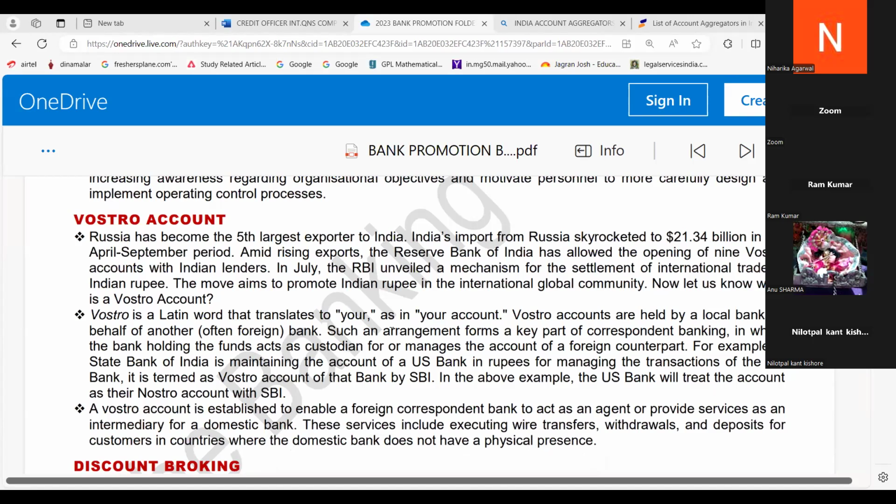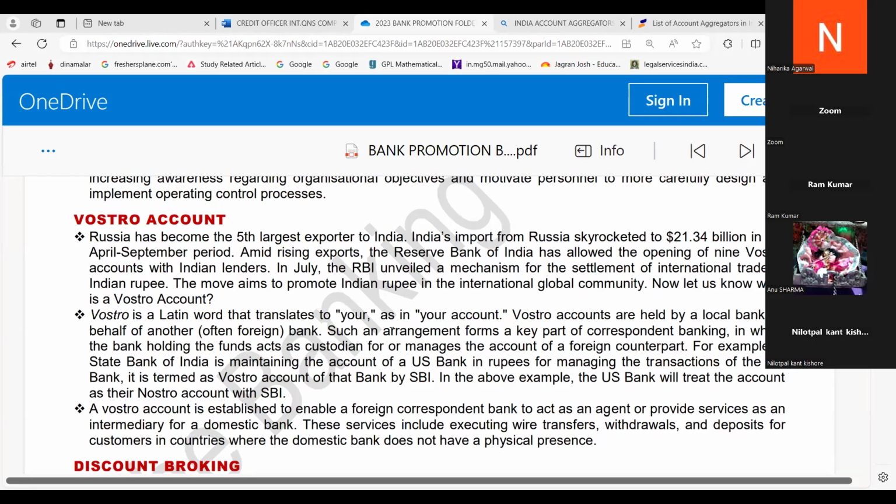Now, let us know what is a Vostro account. Vostro is a Latin word that translates to your, as in your account. Vostro accounts are held by local bank on behalf of another foreign bank. Such an arrangement forms a key part of correspondent banking, in which the bank holds the funds, acts as custodian, or manages the account for a foreign counterpart.